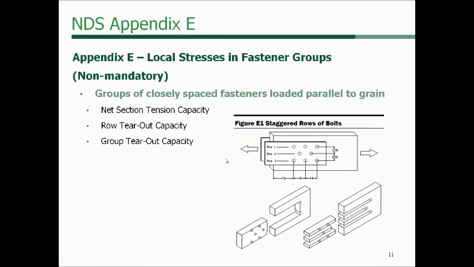And so that's a very important consideration that we'll look at, and you'll see how that can control the design process. Here's a few of the properties that we'll be looking at when we do that design later on. We'll look at net section tension capacity, row tear-out capacity, and then a group tear-out capacity. And you see some of the figures here on the right that show or model how we're going to look at that. And so we'll get into a little more detailed example here in the next few minutes.